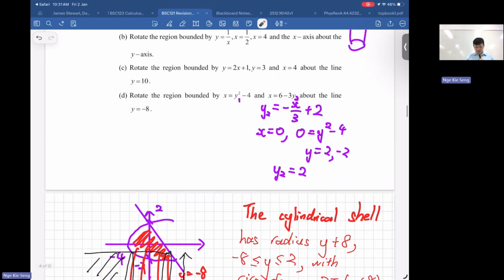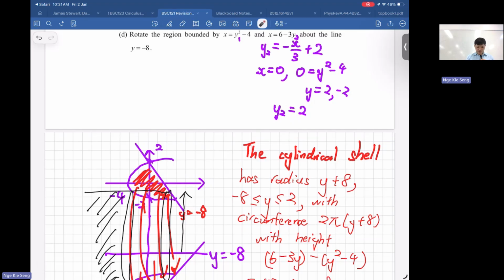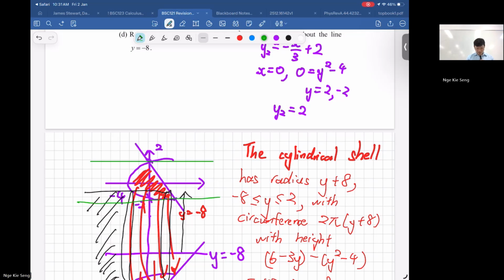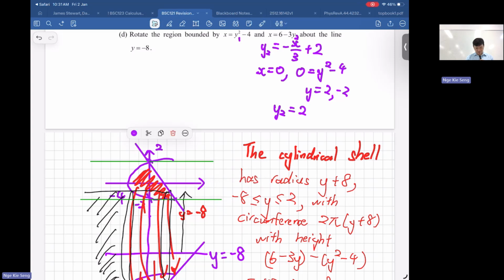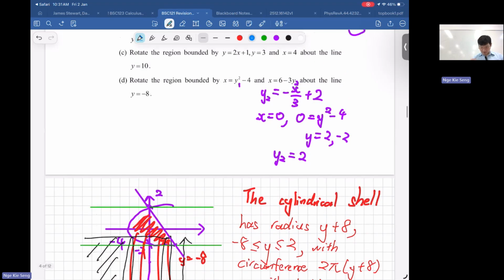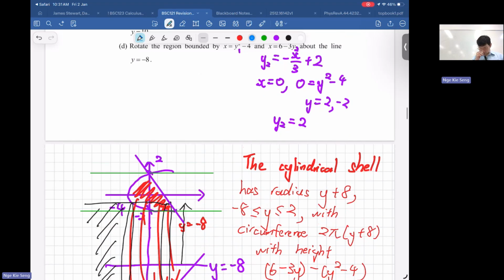So I think we need to find what's their intersection. We are just integrating, sorry. So our radius, I think we just integrate from this part to this part. It's not all the way to -8. Okay. So I think we need to find what's the intersection point here. Okay, let's try and see if we can find this intersection.